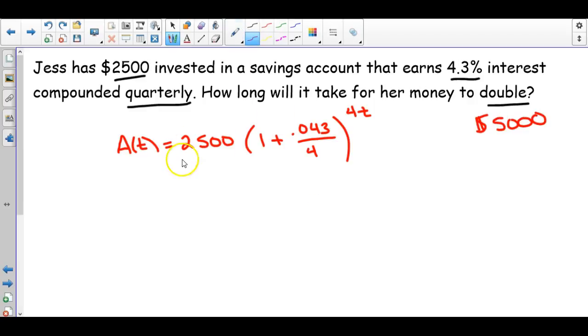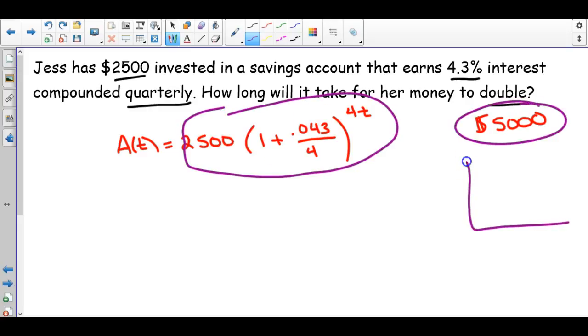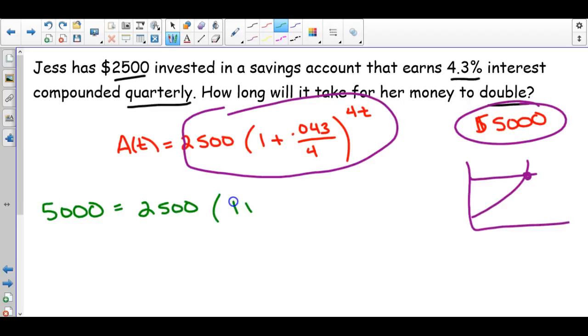So traditionally what we've done is take this purple equation right here and put this in for y1, put the 5,000 in for y2, and look for how long it's going to take for those two values to intersect. What I'm going to do a little bit differently now is solve this with logs. So I'm going to take the 5,000 and substitute it on the left-hand side of that equation. And that is equal to 2,500 times 1 plus 0.043 over 4, to the power of 4t.